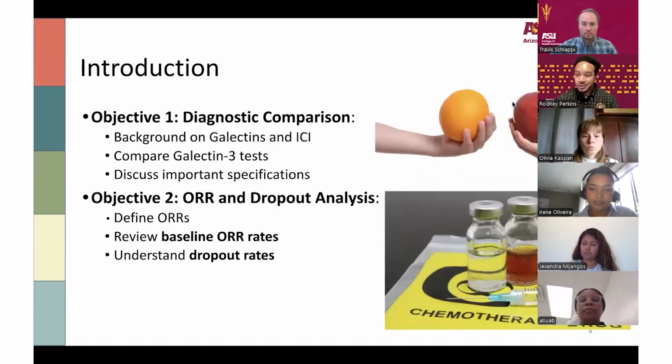So just a quick breakdown of how the presentation is going to go today. We're going to look at a diagnostic comparison, including the background on galectins and ICI, compare GAL-3 tests, and discuss important specifications. For our second objective, our ORR and dropout analysis, we want to define ORRs, review baseline ORR rates, and understand what dropout rates are.